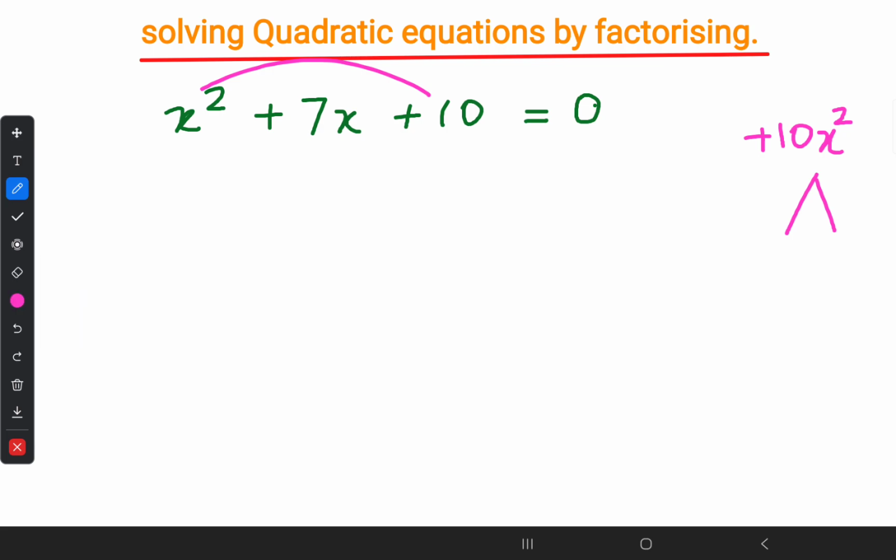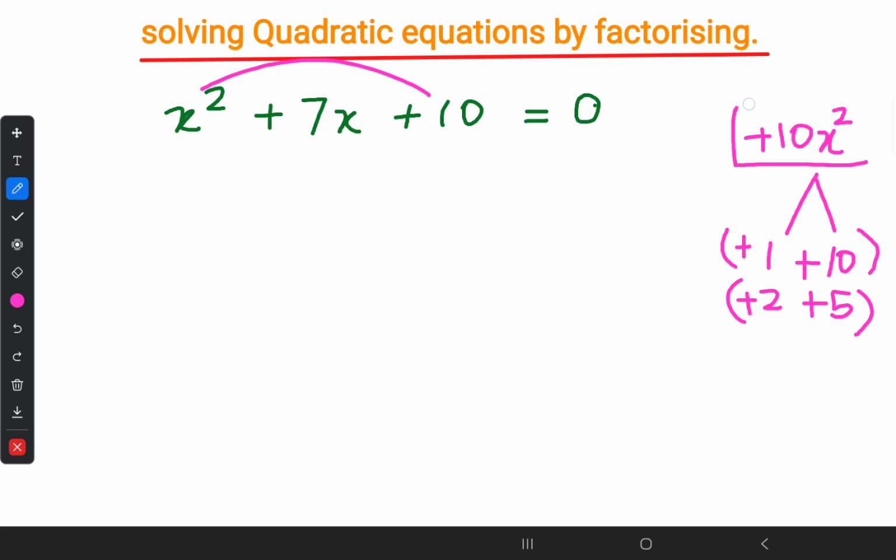So here we have to stick with the multiplication pair. 1 times 10, 2 times 5. Since the middle member is having a positive direction, you have to give positive direction for the higher number in both multiplication pairs. These are the multiplication pairs that will give you 10, 1 times 10 or 2 times 5. And think about the multiplication. A positive directed number multiplied with another positive directed number will give you positive 10x. So both should be positive.